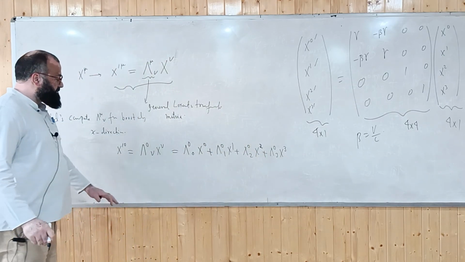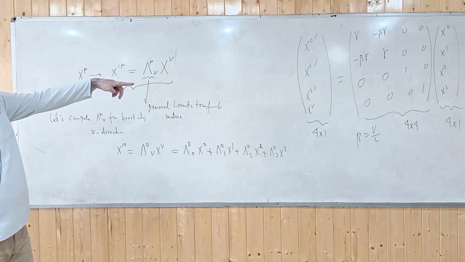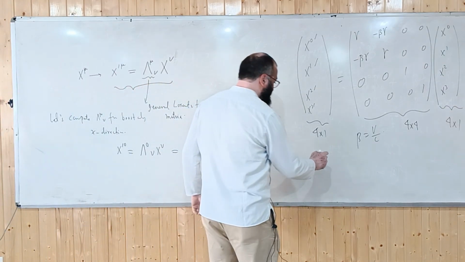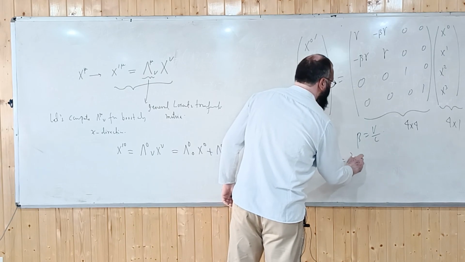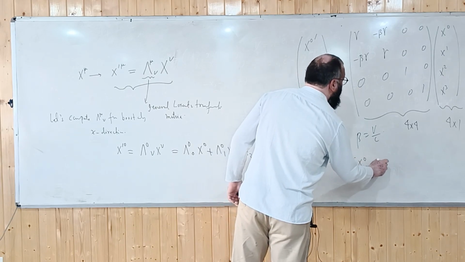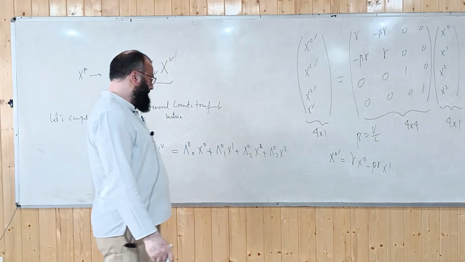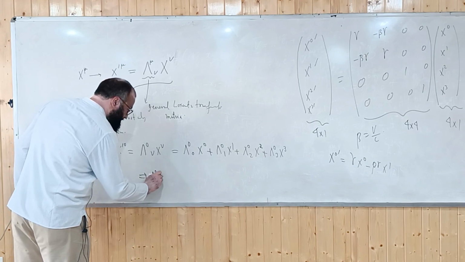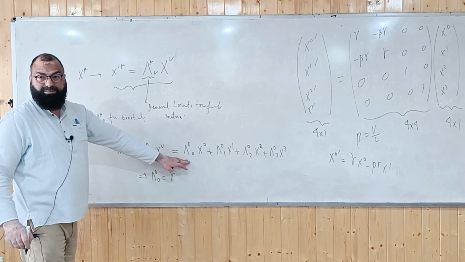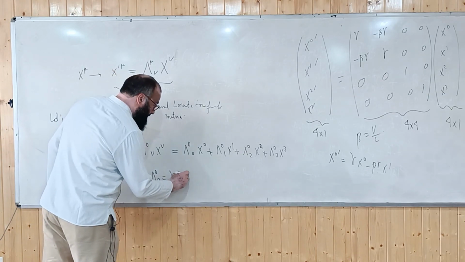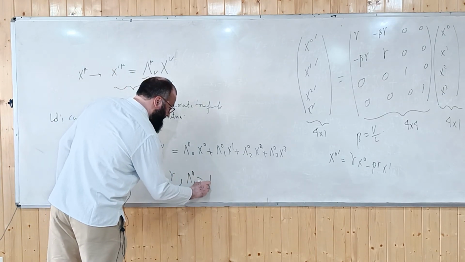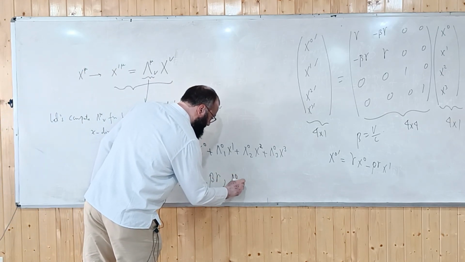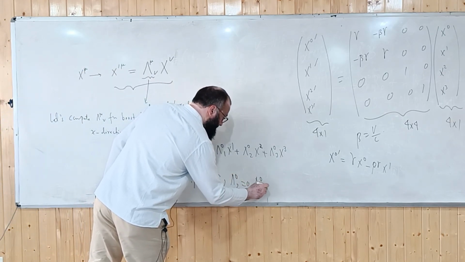Now let's compare it with this. What is our x 0? I have x prime 0 as gamma x 0 minus beta gamma x 1. The rest are 0. So what is our lambda 0 0? It implies lambda 0 0 is equal to gamma, because gamma is multiplying x naught. And lambda 0 1 is equal to minus beta gamma. And the others: lambda 0 2 is equal to 0, lambda 0 3 is equal to 0.